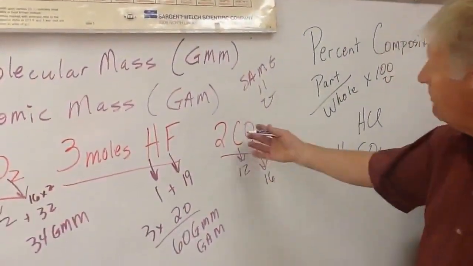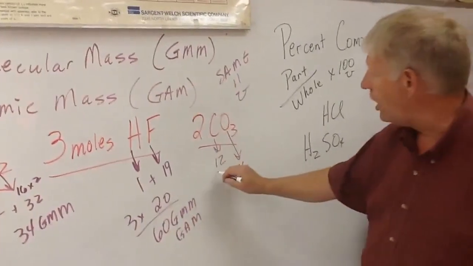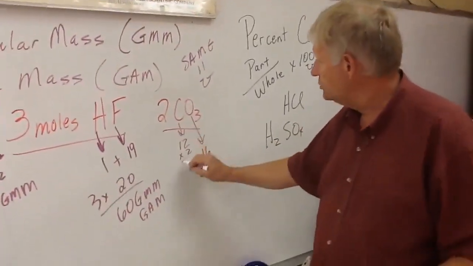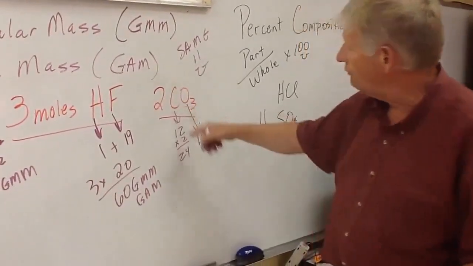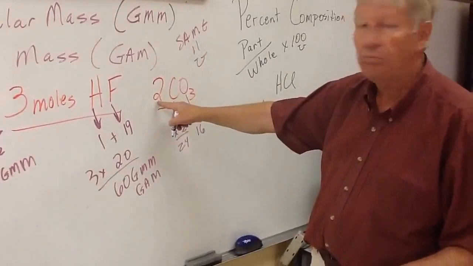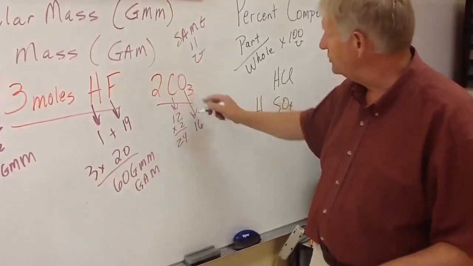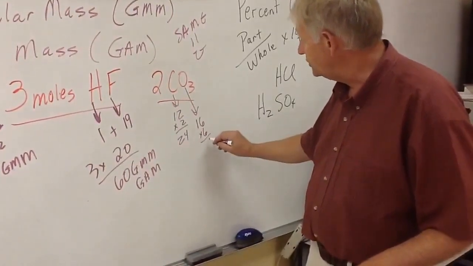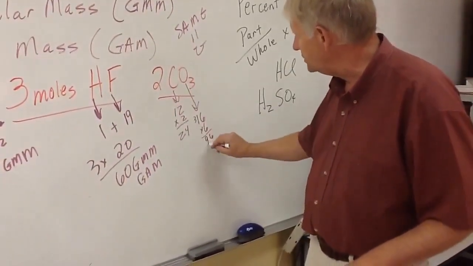But we say, okay, how many carbons do we have? Well, we have 2 carbons, okay? Why? Because the mole number is 2, okay? So the total value for the carbon is going to be 24. But how many oxygens do we have? Well, the mole number is 2, the subscript is 3, so we have 6 of those, okay? So that's going to be times 6. So 6 times 16 is 96.